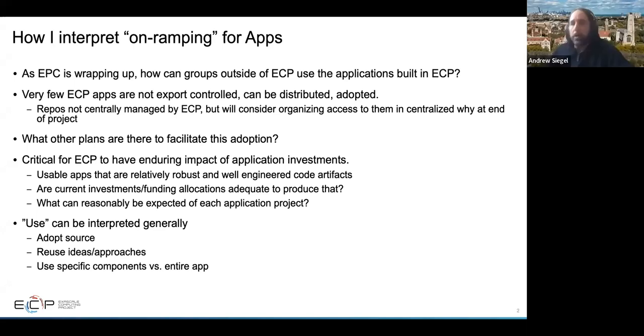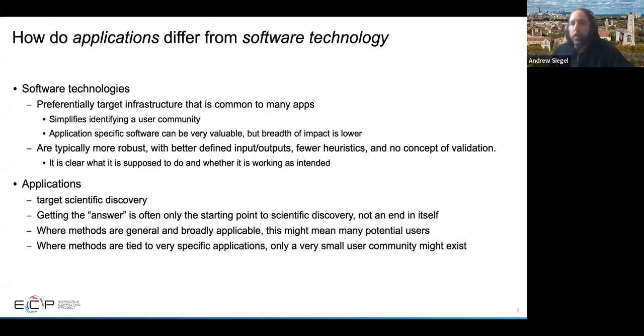And I want to make some observations about why it's a little bit more difficult to discuss this for applications, and some fundamental differences between what I think of as enabling software technology and applications, understanding that there's some overlap at the edges, but they're fundamentally kind of different phenomena. So software technologies, sort of by design, preferentially target infrastructure that is common to many apps. This simplifies identifying a user community, like who would even want to use this, while you've already identified motifs or commonality among applications as the motivation for developing it in the first place.